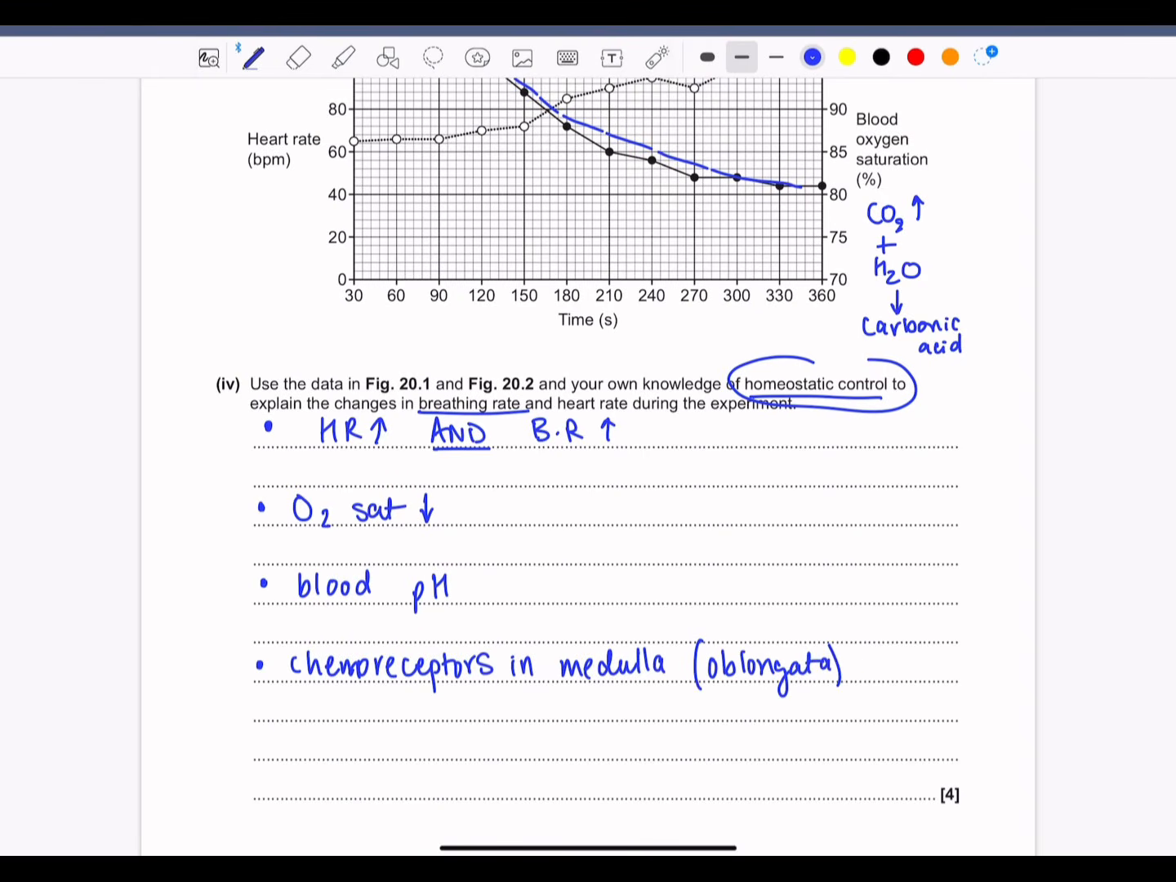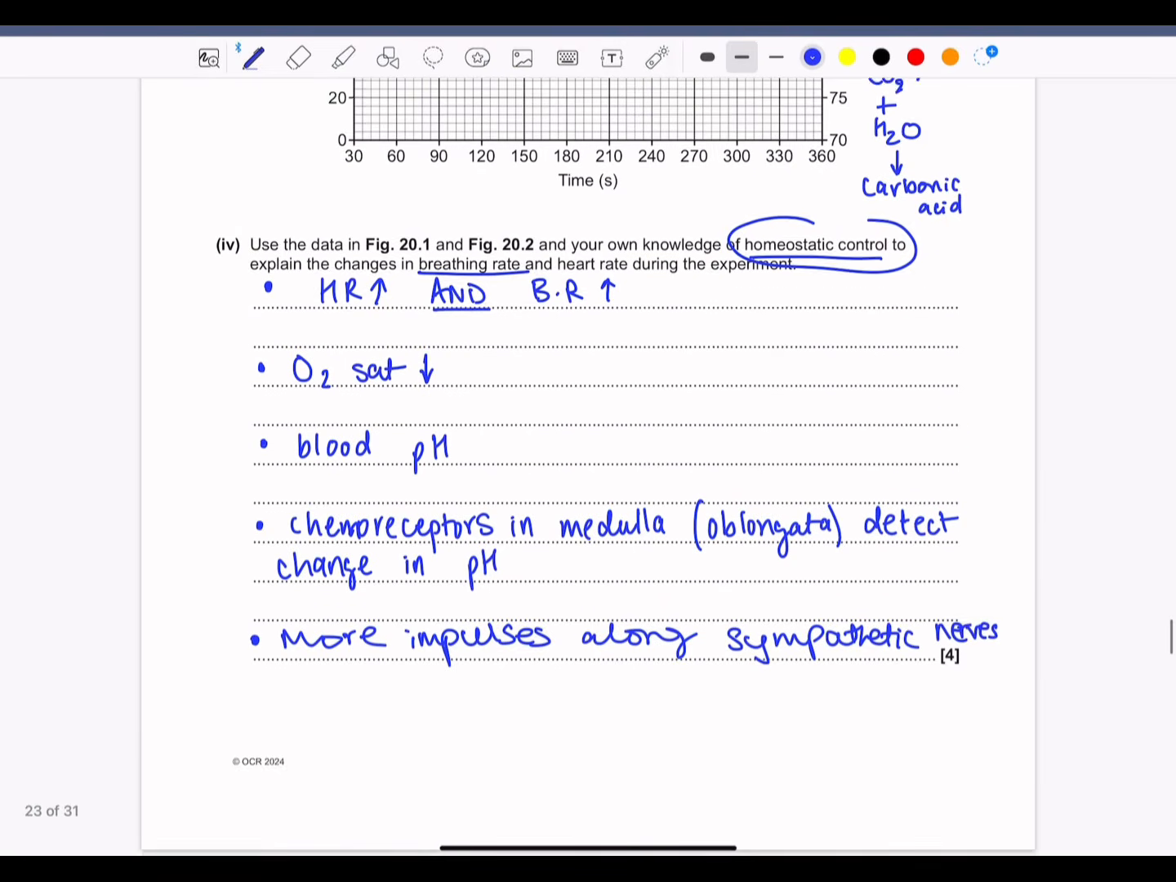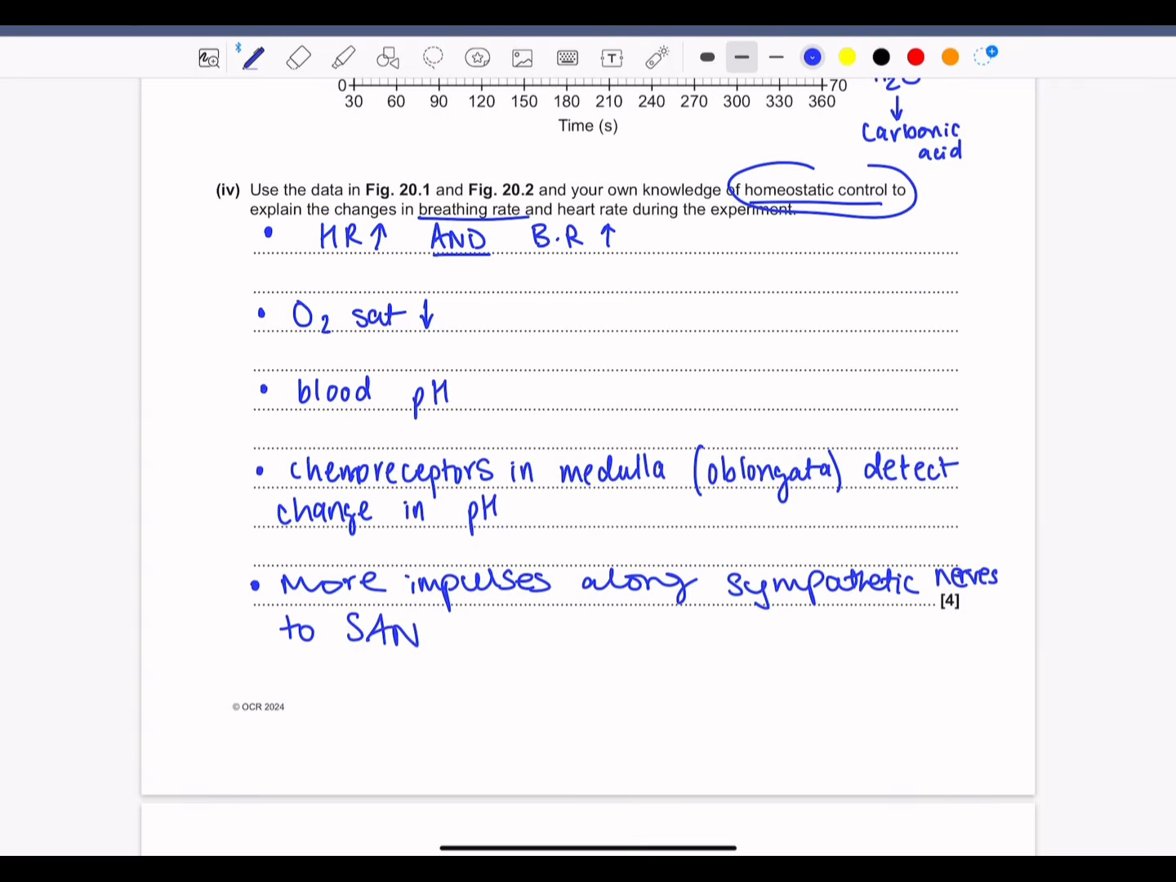They would detect a change in pH, and in turn, it would stimulate the heart rate to increase. Right, so the stimulus goes to the sinoatrial node, and to speed up the heart rate, that is through the sympathetic nervous system response. So more impulses along sympathetic nerves to the SAN. Right, and the SAN would respond by increasing the rate at which it produces a wave of excitations, and thus the heartbeat.